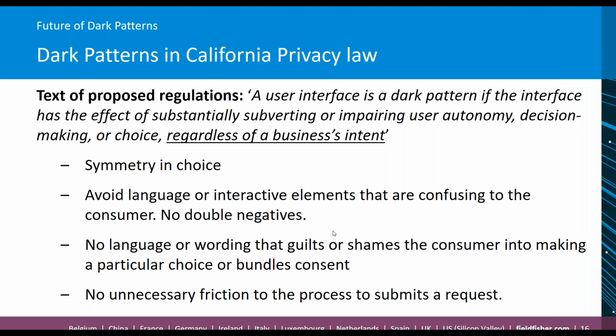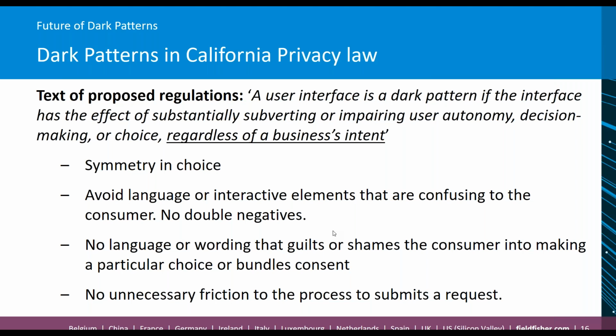And then the second requirement is that you need to avoid language or interactive elements that are confusing to the consumers. And no double negatives. For example, if you have next to the statement, do not sell or share my personal information, yes or no, that's considered to be confusing for the consumer. Likewise, if you have a choice where the yes button is more prominent than the no button, for example, if it's larger in size, if it's in a more eye-catching color, or whatever, that's also deemed to be confusing as well, and also does raise issues in relation to symmetry.